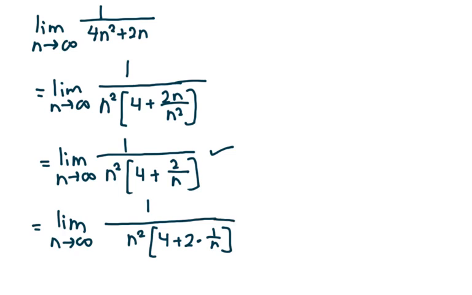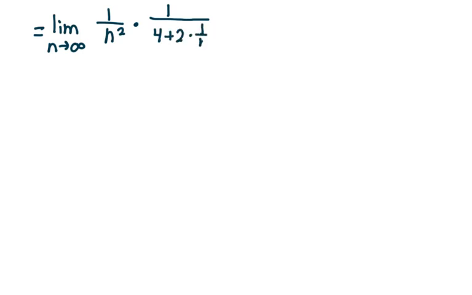Okay, it's subtle, but there's a reason for that, and I'll explain in a second. Now, if it helps to organize it, we could write it this way. We can say the limit as n goes to infinity of 1 over n squared times 1 over 4 plus 2 times 1 over n.